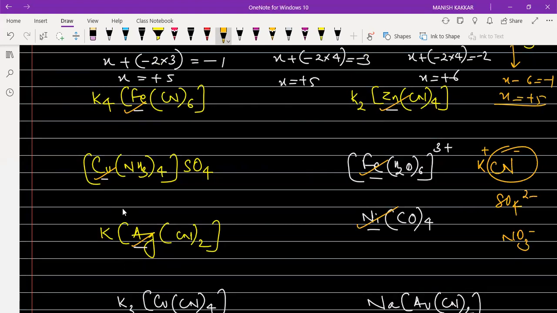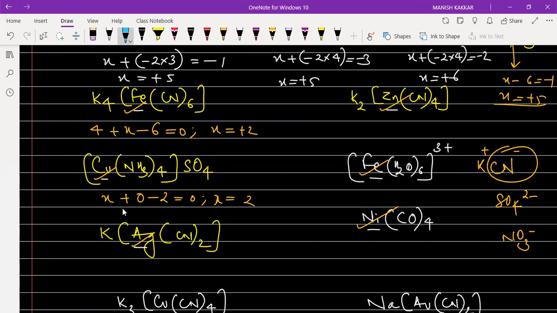-1 चार्ज होता है। सो सिमिलरली applying these things, I can say it is 4 plus x minus 6 equal to 0. So iron is coming in the +2 oxidation state. Ammonia is a neutral molecule. Sulfate is having -2 charge, so it will be having the charge as equal to +2.